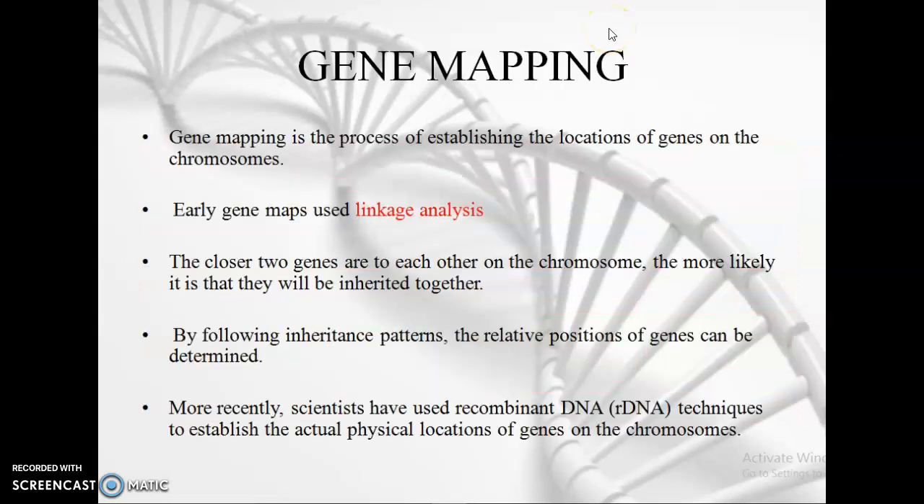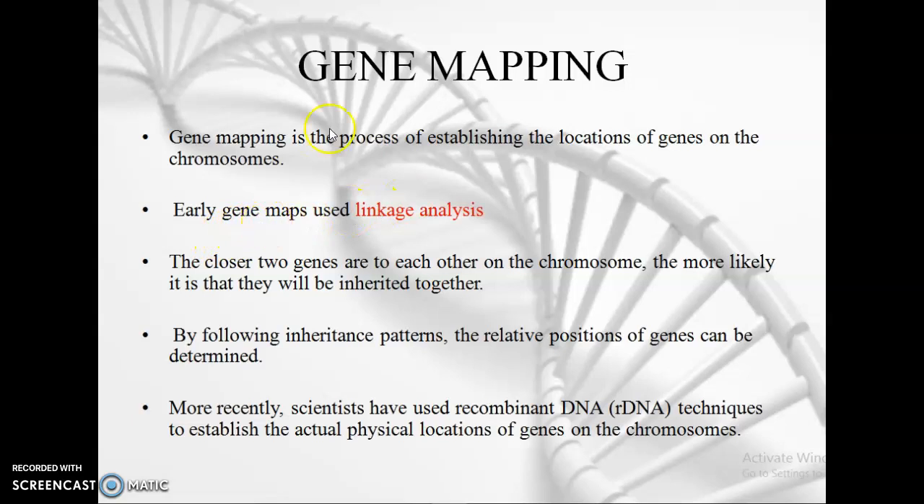Gene mapping. Maps present information about the world in a simple visual way. It shows the location of different places, the distance between two locations, etc. Similarly, gene mapping is the process of establishing the locations of genes on the chromosomes.